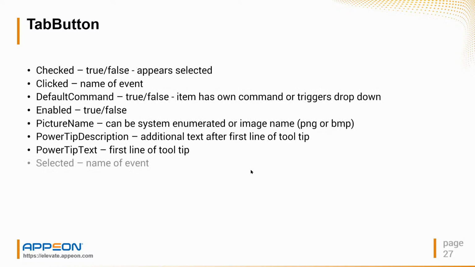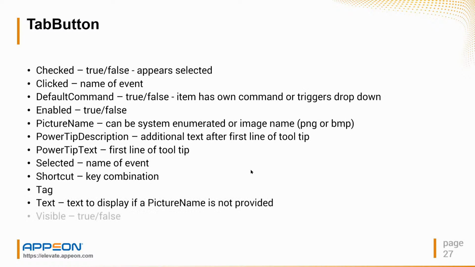This is the tab button. So remember, on the upper right hand corner, there's small buttons that appear up there or can appear up there. They're optional. Number of properties similar to the other button controls. So clicked event, selected event, enabled, visible, default command, the checked making it appear selected, the picture name, the power tip, all pretty similar to the other button controls.